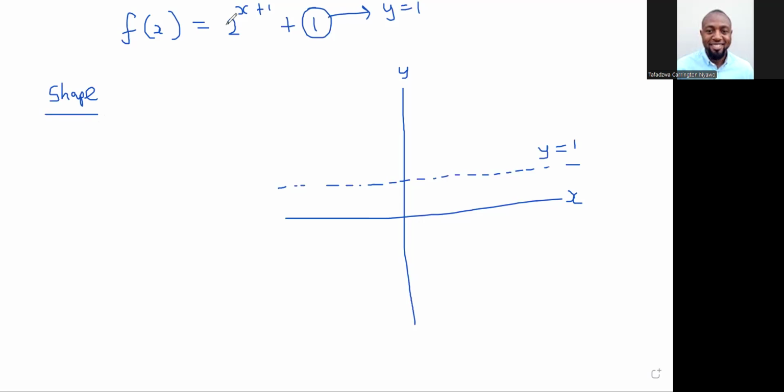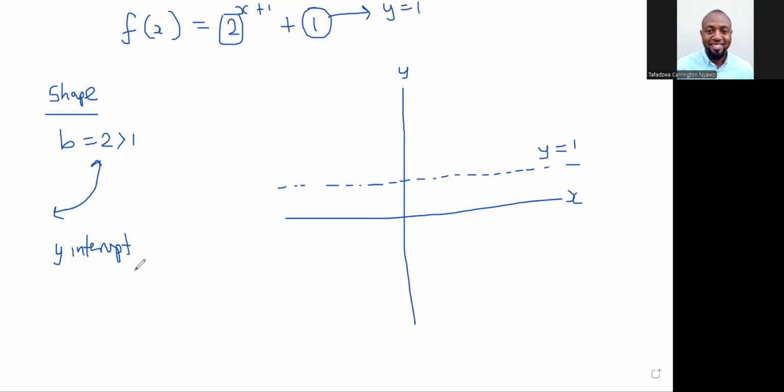Let's figure it out. b is equal to 2, and 2 is greater than 1. What does it mean? It means that the shape is going to be increasing, like that. Now I know what the shape is going to look like. Then step 3, we'll look at my y-intercept.